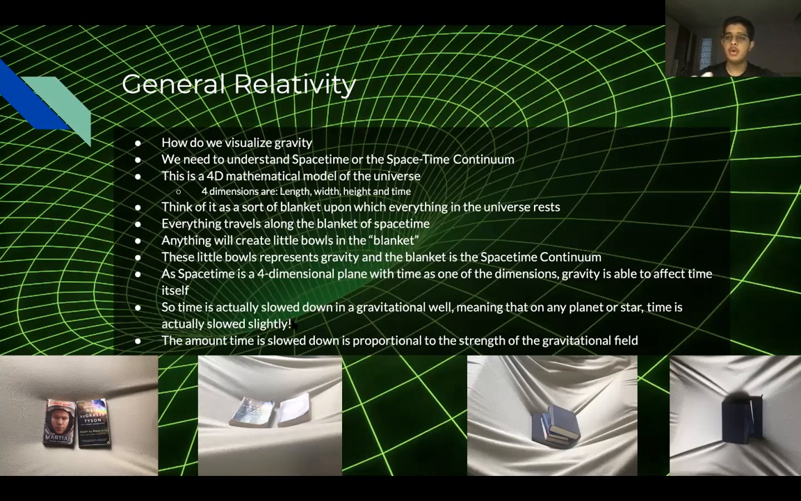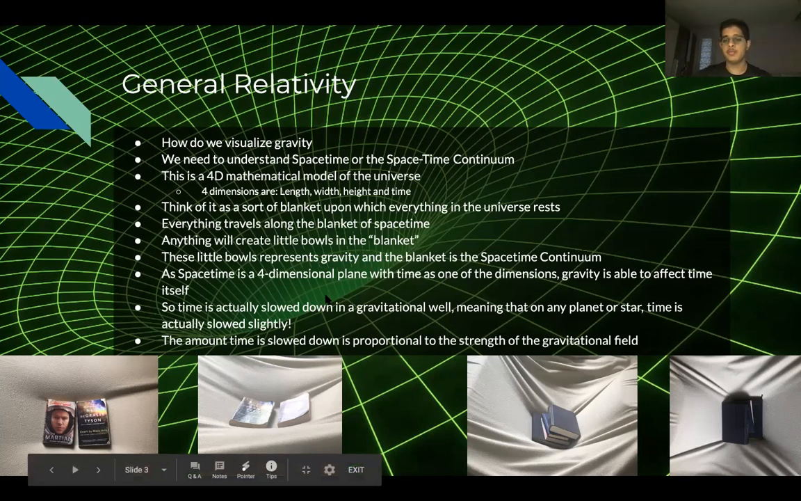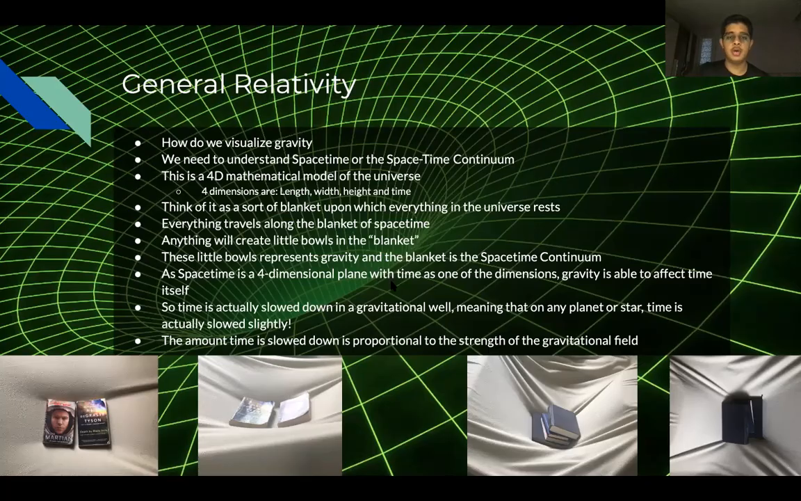Now, if anybody wants to redo this at home just to get a little bit of an example, it's fairly simple. You take a big blanket or any flexible material and stretch it out as far as it will go. If you need some help with this, ask your parents. Then just take any object and drop it in the blanket. That's how you represent it. But anyway, moving on.